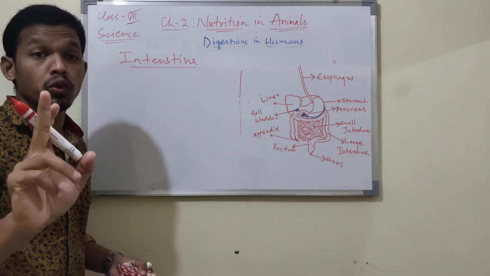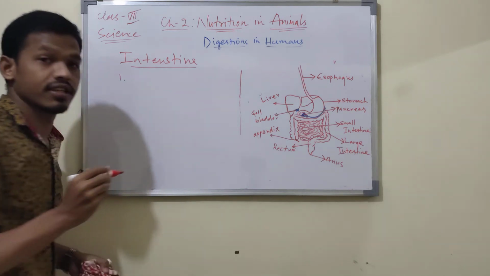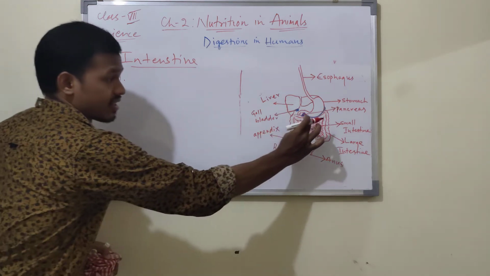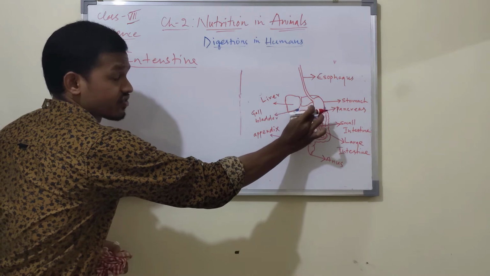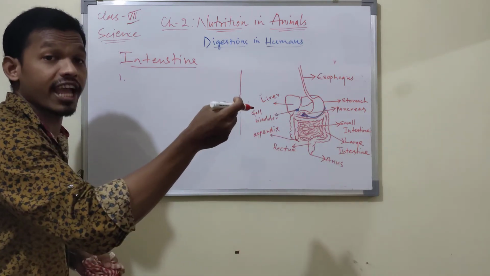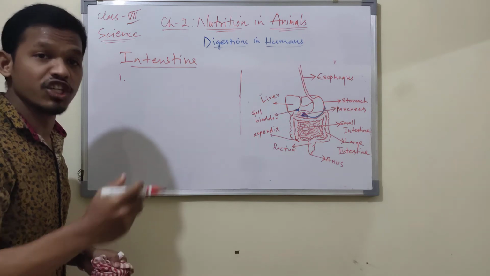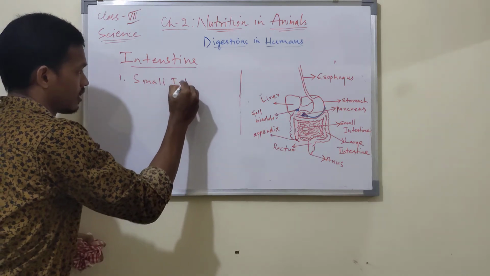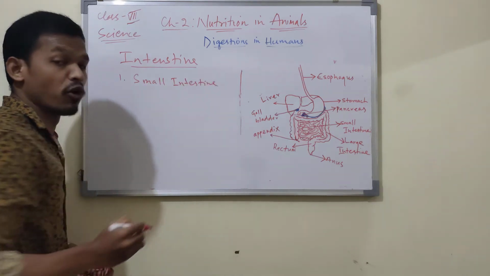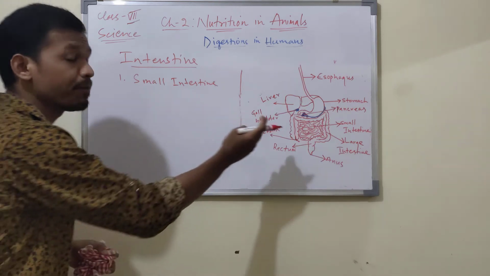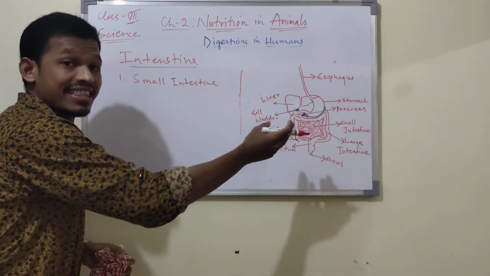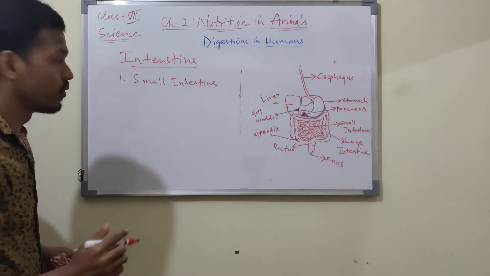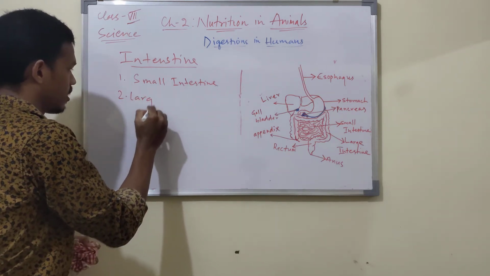They are divided into two parts. First one is the part of intestine which is connected to the stomach, which is long and narrow, a coiled tube called small intestine. And the next is the end part of intestine, which is thick and short. That intestine is called large intestine.